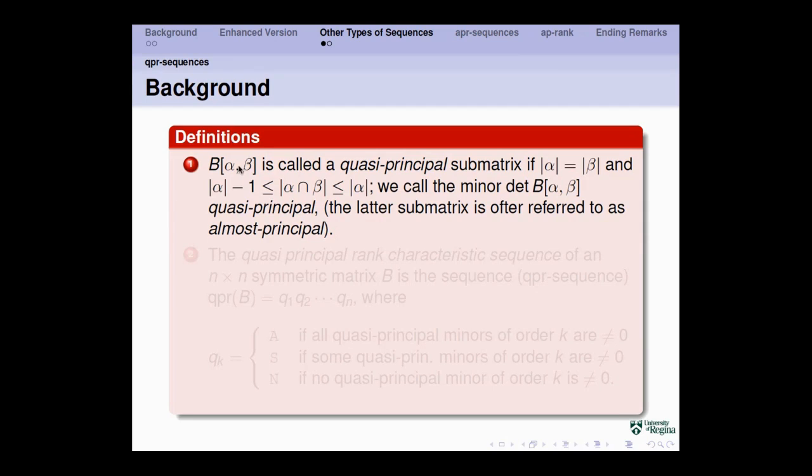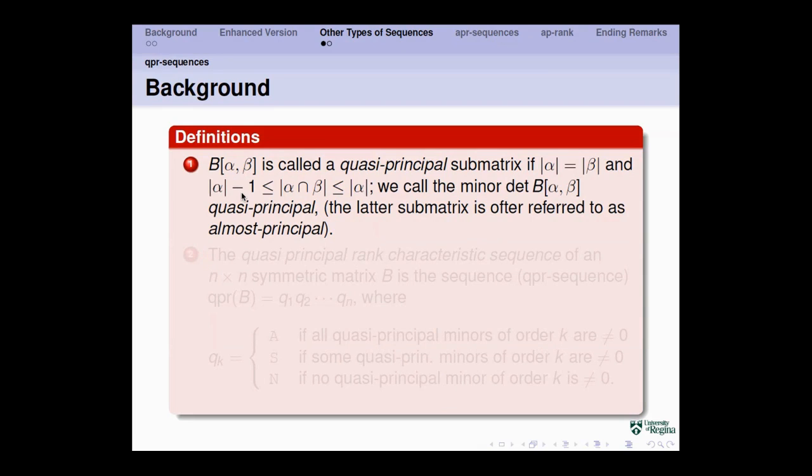So you have a submatrix. So now the matrix is designated B, and you have some submatrix B alpha beta. And the Q stands for quasi. So this submatrix is called quasi-principal if, first of all, the matrix has to be square. So you require the number of rows to be the same as the number of columns. But I require this condition, that the intersection between alpha and beta has to be, well, obviously it's no more than the size of alpha by obvious subset relations, but it can't be any smaller than alpha minus 1.